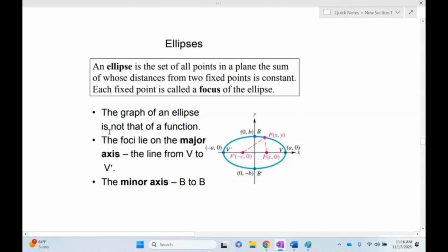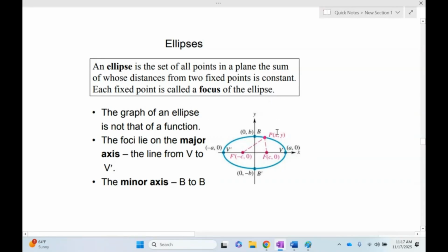The graph of an ellipse is not a function. It's not a function because it doesn't pass the vertical line test, right? Foci, that's the plural of focus. The foci, as well as the vertices, which this textbook calls the major endpoints, are located on the major axis. The vertices and the foci are along the major axis, and then the other axis is the minor axis.